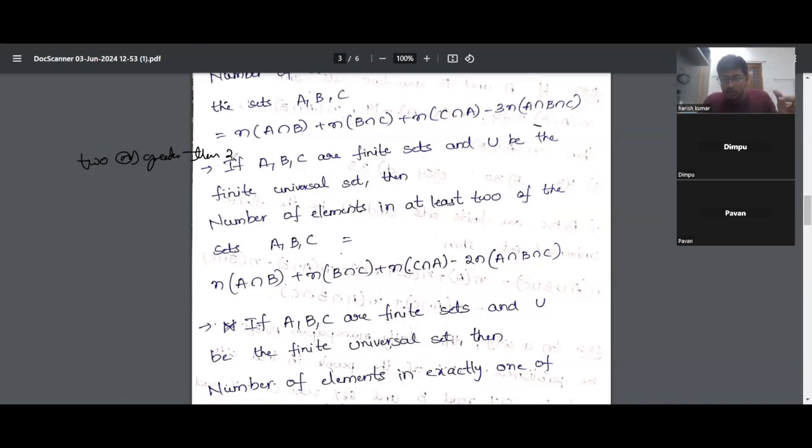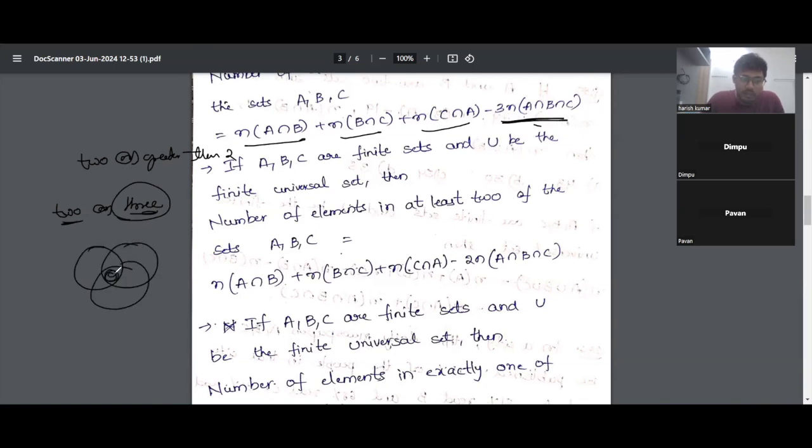So at least two means either two or greater than two, that means two or three. We just found the exactly-two case. What is that? It is n of A intersection B plus n of B intersection C plus n of C intersection A minus 3 times n of A intersection B intersection C. The 3 here is nothing but my common part, n of A intersection B intersection C. So I have to add it one more time, and when I add it, it becomes minus 2 times n of A intersection B intersection C. Understood this? Yes, sir. Okay, right.